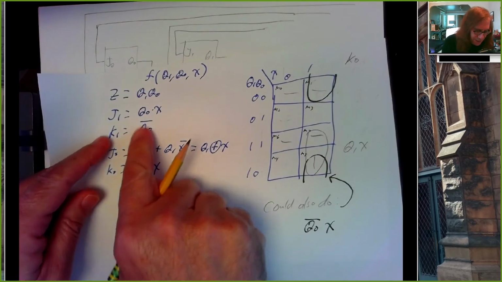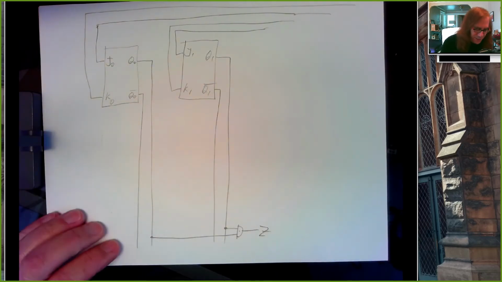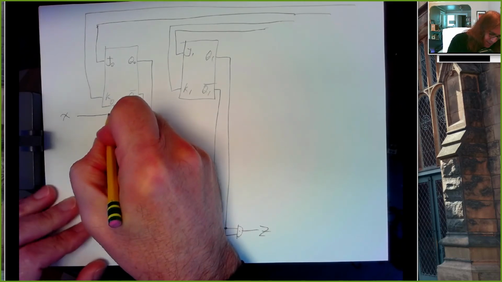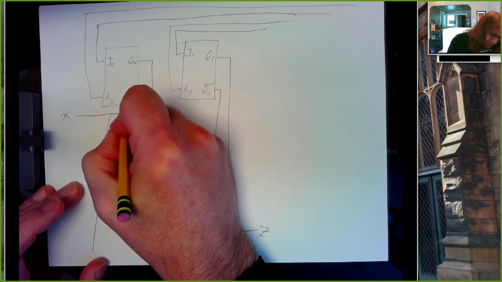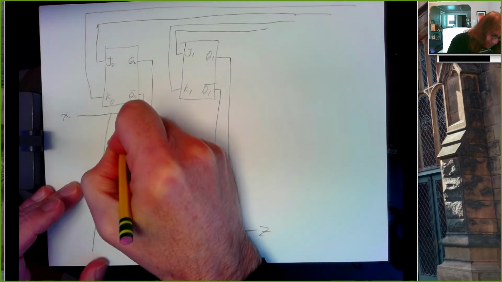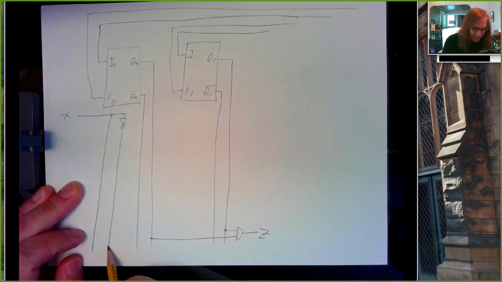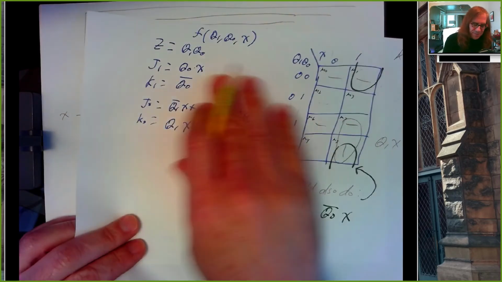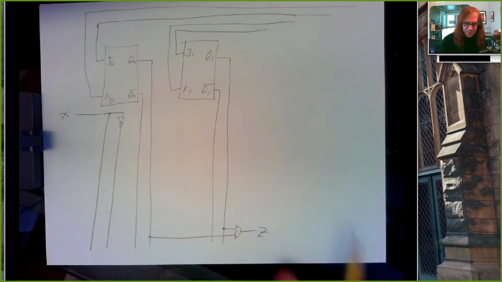Alright, let's do J1. That's Q0 ANDed with X. So we have an input somewhere, X. So let's just bring that in like this, and then let's invert it and bring that down there. So we've got X, X bar, Q0 bar, Q0, Q1 bar, Q1. Those are all the things we need to combine to produce our flip-flop inputs and our output Z.